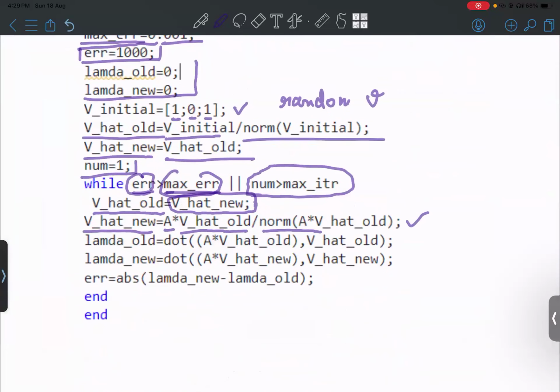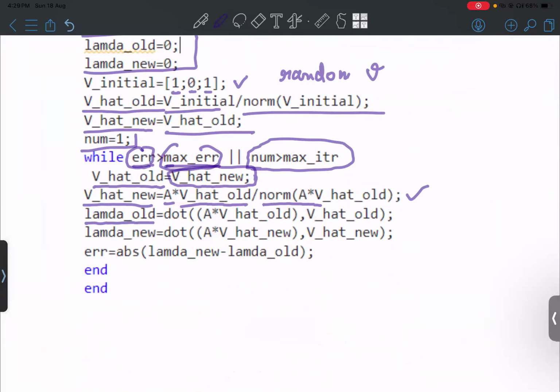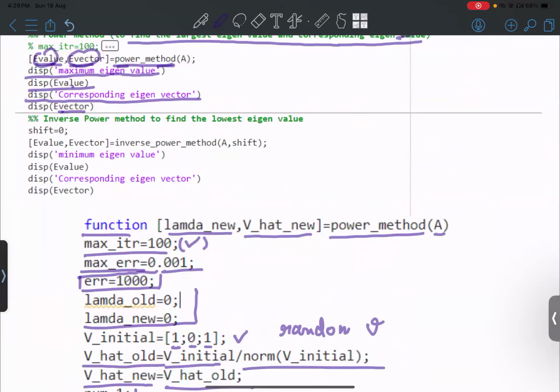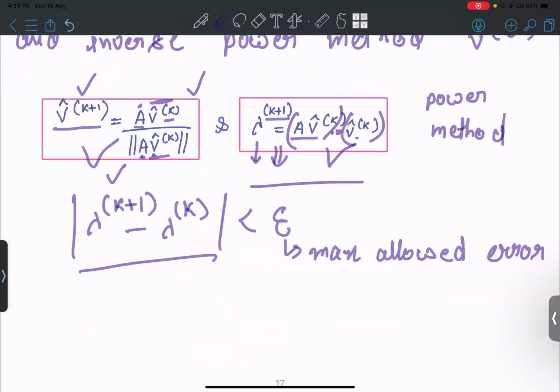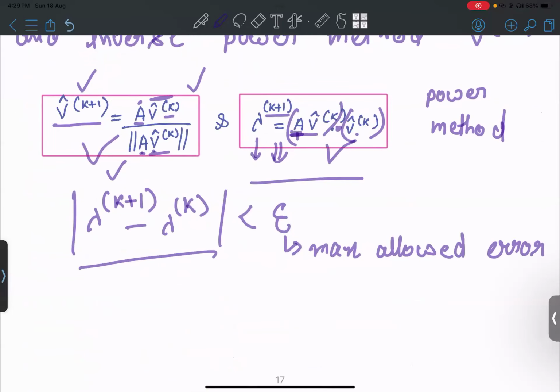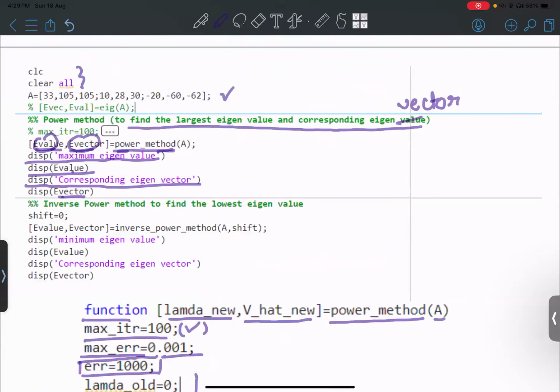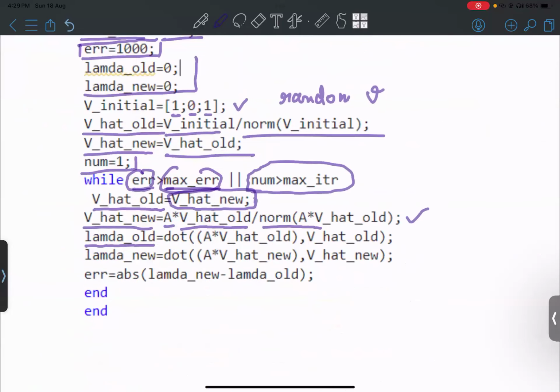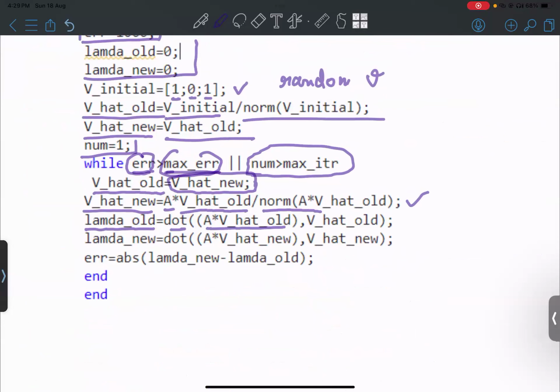Now what we'll do? We'll find the lambda old value. This lambda old value will be the dot product of A multiplied by v hat old and v hat old. Similarly, lambda new will be the dot product of A multiplied by v hat new and v hat new.